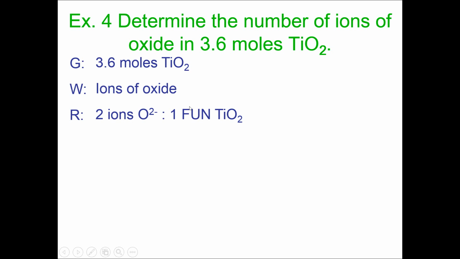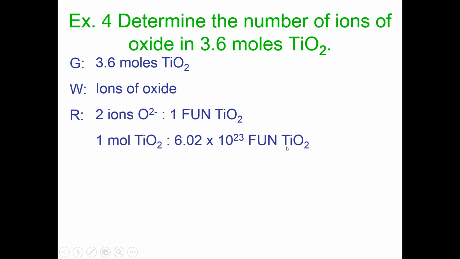So a formula unit is something teeny tiny, and ions are also teeny tiny. So for every one formula unit of TiO2, there are 2 ions of oxide, which is O2 minus. I also have to consider the idea that since the given is moles, I need the relationship of Avogadro's number. In 1 mole of TiO2, there are 6.02 times 10 to the 23 formula units of TiO2.